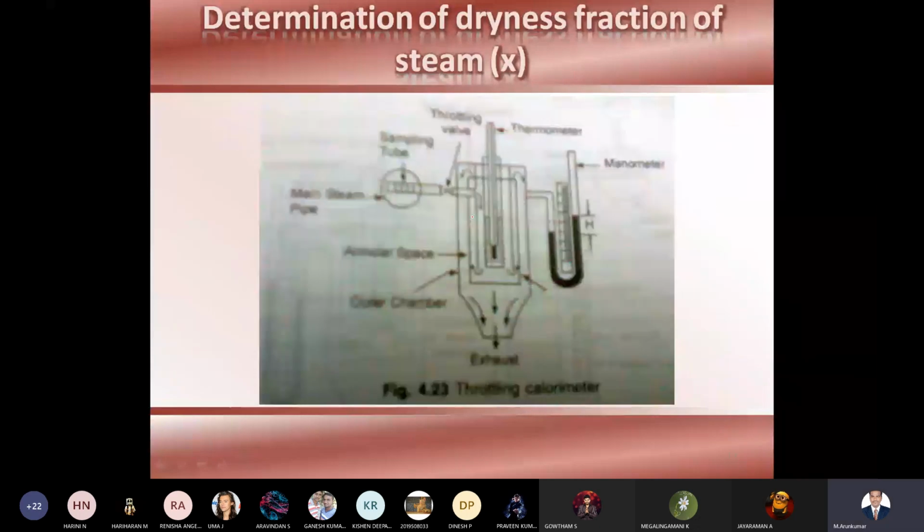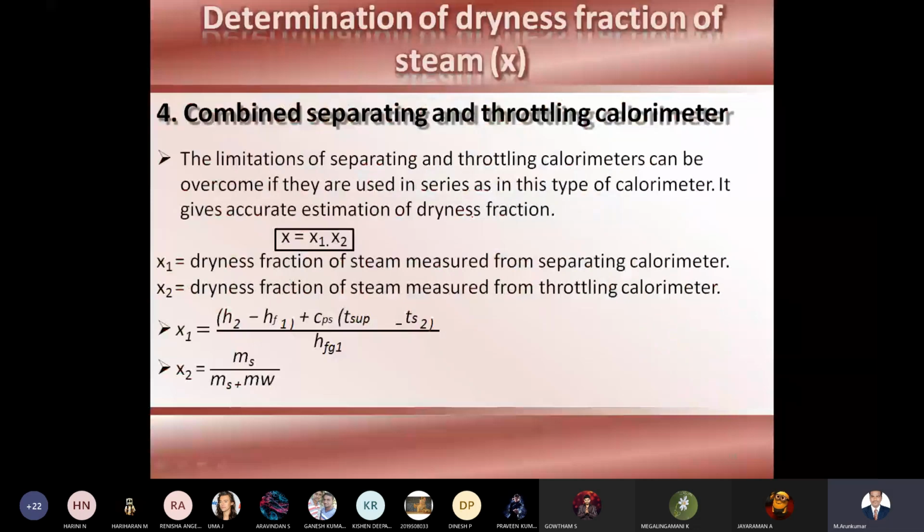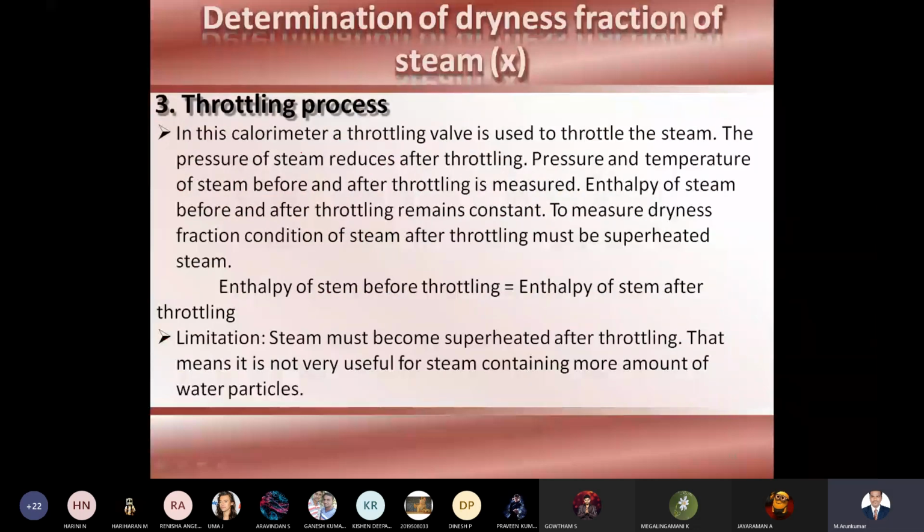Then we have the third one, the throttling process. In this calorimeter, a throttling valve is used to throttle the steam. The pressure of the steam reduces after throttling. The pressure and temperature of the steam before and after throttling are measured here. The enthalpy of the steam before and after throttling remains constant, that is, there is no change in enthalpy in the throttling process.